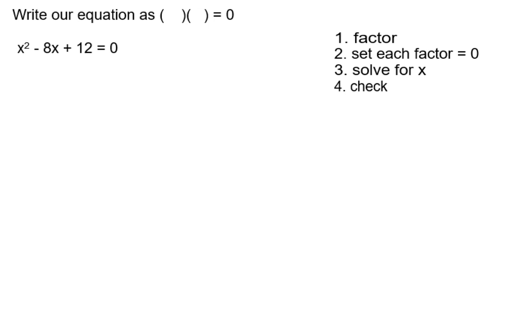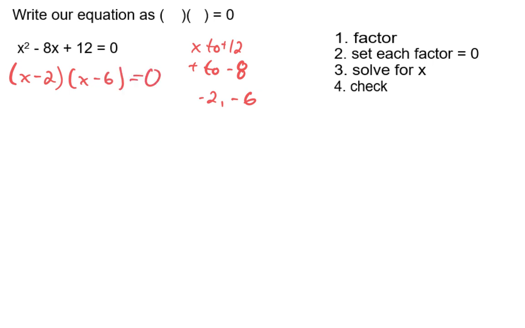So we can factor this by looking for two numbers that multiply to positive 12 and add to negative 8, that middle term. These two numbers are going to be negative 2 and negative 6. Negative 2 plus negative 6 is negative 8. Negative 2 times negative 6 is positive 12. So our factored form is going to be x minus 2, x minus 6 equals 0.